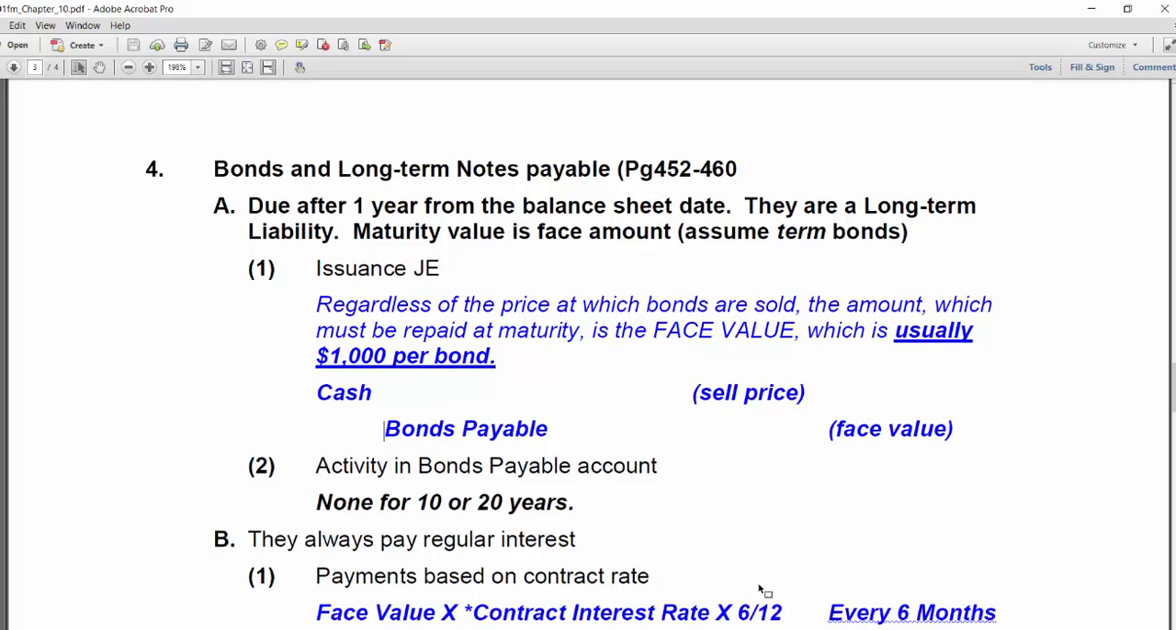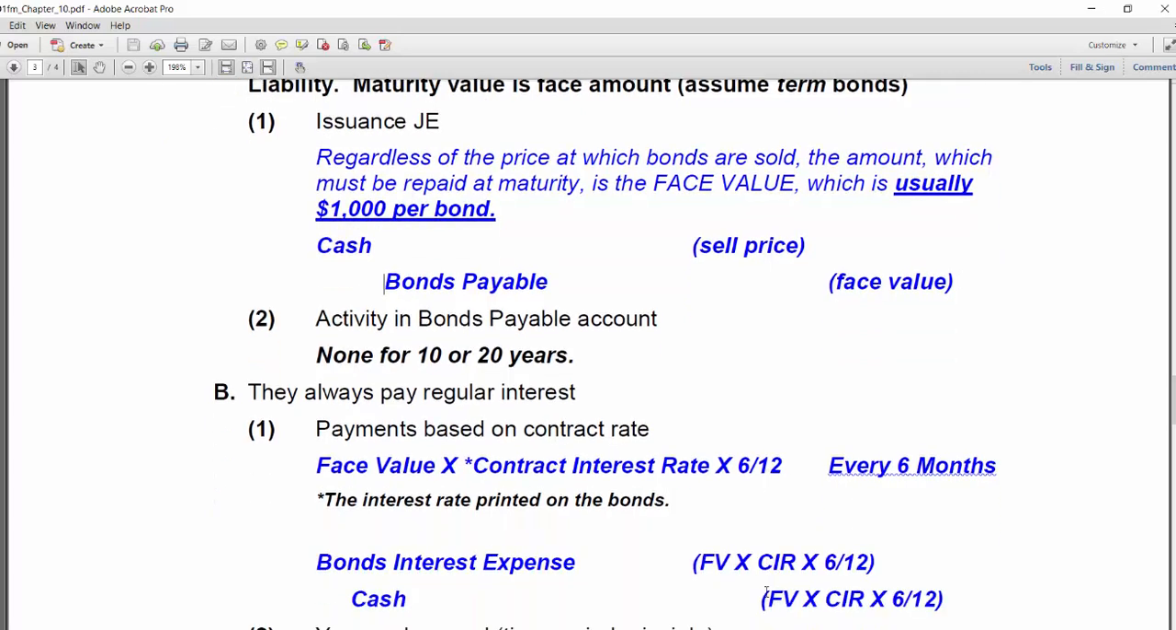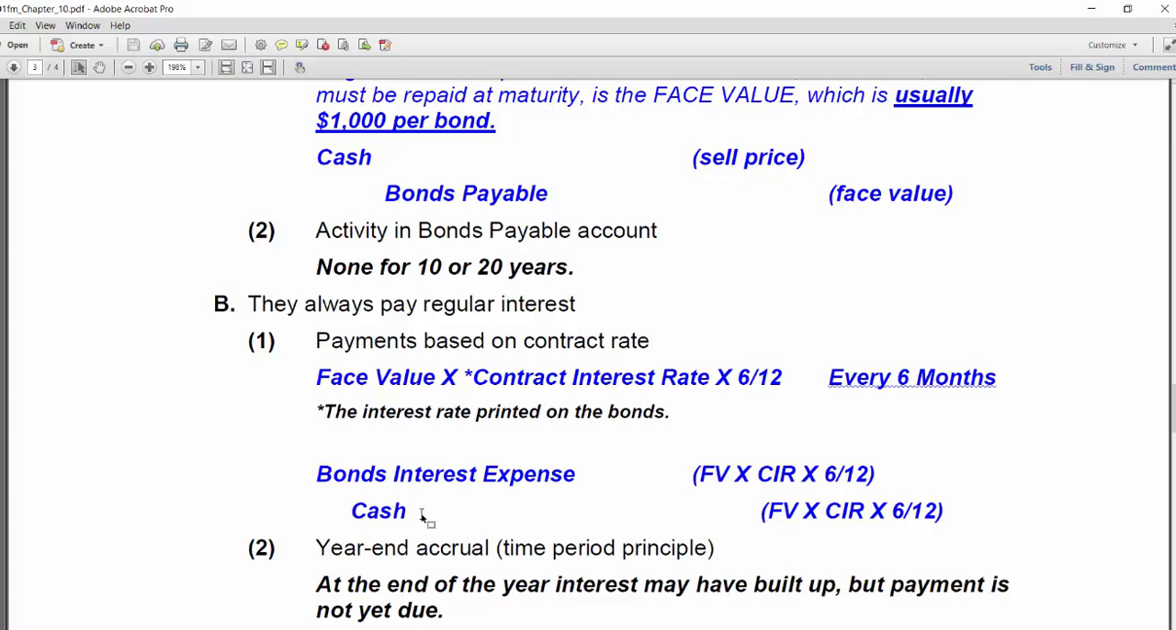The bonds are always going to pay regular interest. That's the face value of the bond times the contract interest rate that's printed on the bond times 6/12 of a year for your 6 monthly payments. And it would look like a debit to bond interest expense and a credit to cash for the amount of the interest if you're actually paying it.